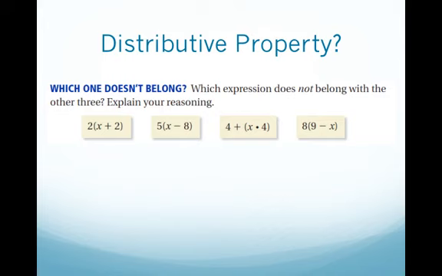In this next set of problems, you have 4 examples here, and I want you to go ahead and pause the video and try to determine which ones would work with the distributive property and which one doesn't. For the ones that work, go ahead and multiply the number outside by all of the terms on the inside. When you're ready to see the examples, go ahead and hit play.